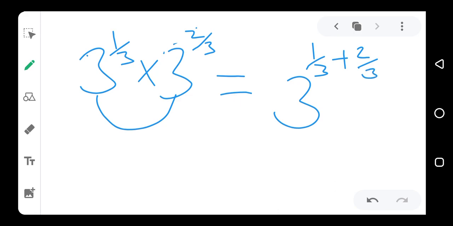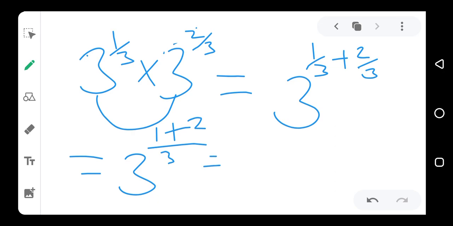So this is going to be, the LCM is 3. 3 divided by 3, we give it 1. 1 times 1, 1. 3 divided by 3 again, we get 1. 1 times 2 is 2.